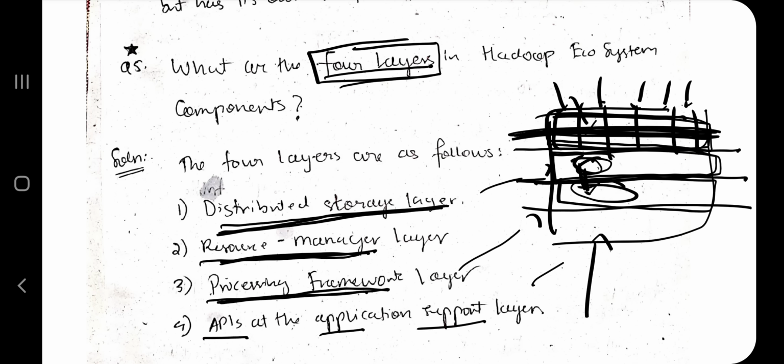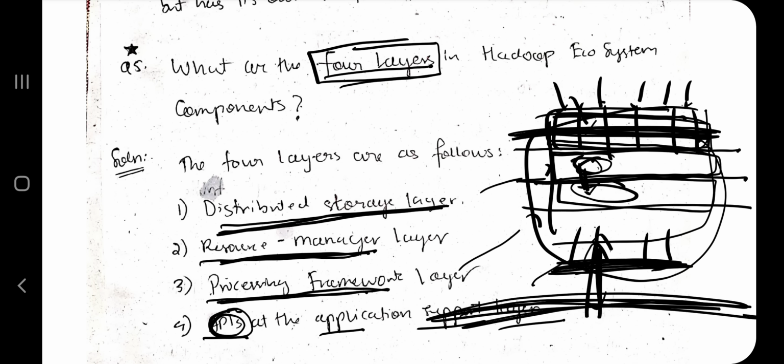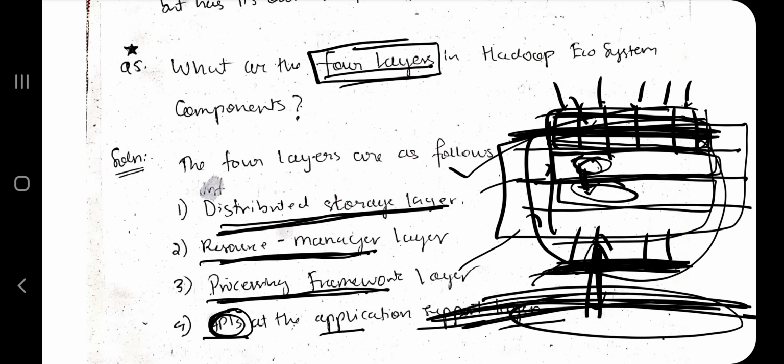at the application support layer. APIs are used at the bottom layer. This you can remember. Why? Because API means what? Application programming interface. This is the elephant and this is the ground, right? Between the elephant and the ground there is a connection via the lower layer. So the lower layer is nothing but the application programming interface. This is one app, this is one app. The elephant is one app, the ground is one app.